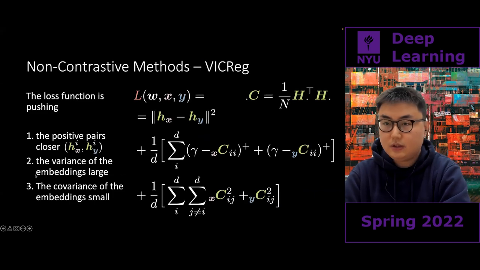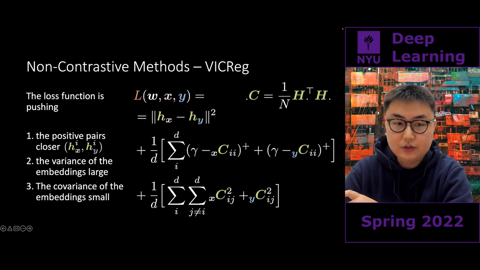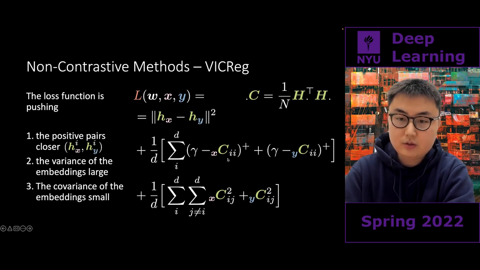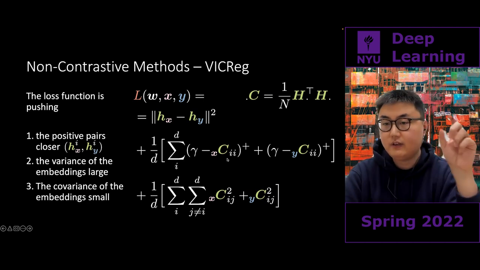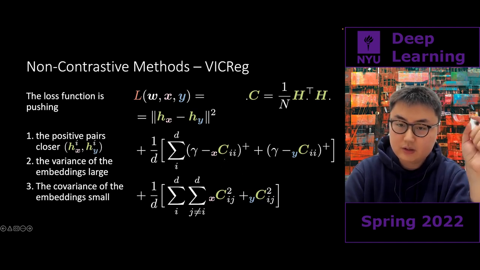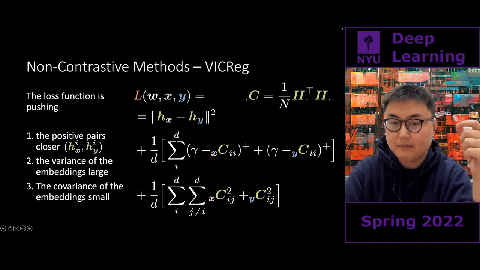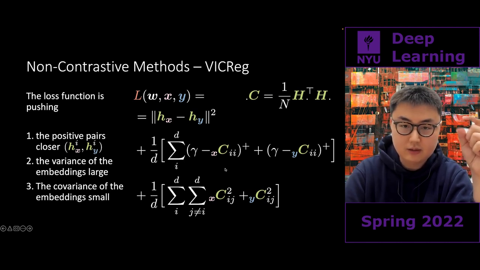How do they do it? Alfredo already introduced the loss function for VICReg. You basically have three terms. The first term is the same as for all the other methods: you just push the positive pair closer to each other. The second is the covariance matrix, which you can calculate like this. The diagonal terms of the covariance matrix are just the variance for each variable, and you want the variance to be high. For a trivial solution, the variance for each term is just zero, right? So this term prevents the first type of trivial solution. You want the variance for each term to be high.